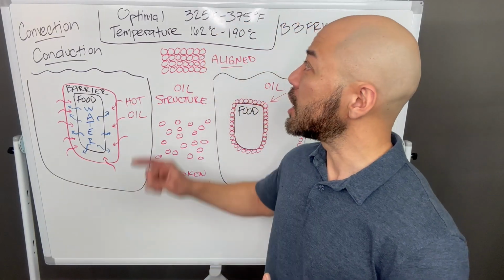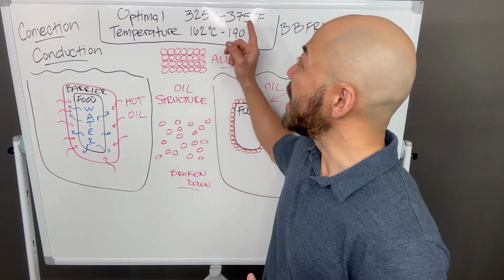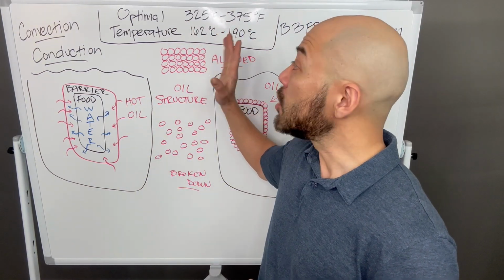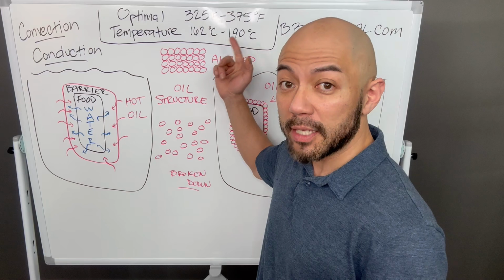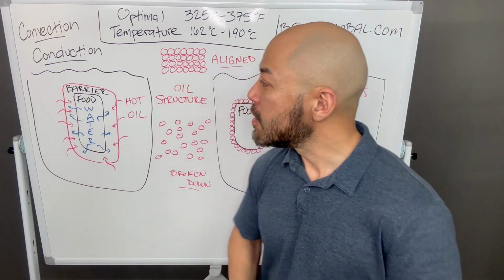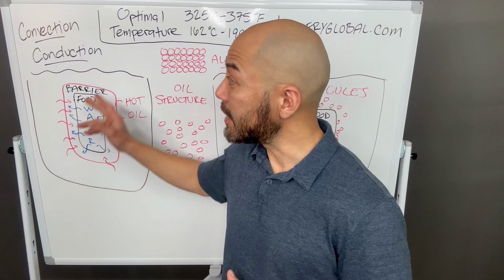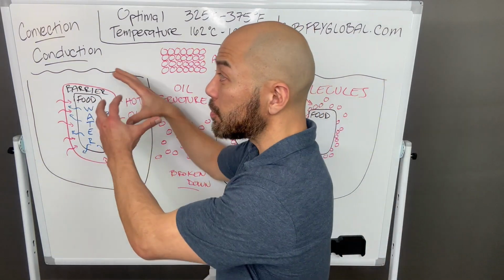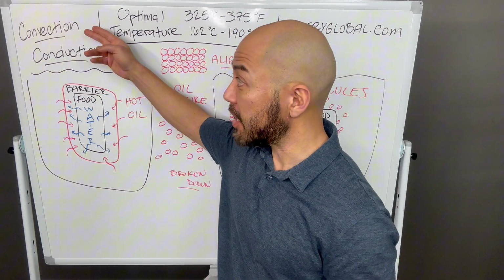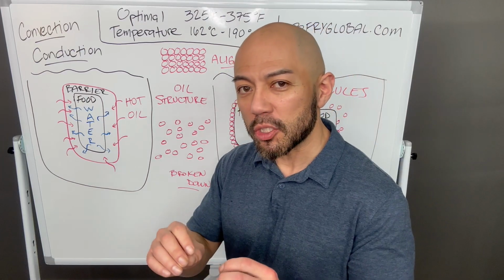So the optimal range is going to be between 325 degrees and 375 degrees Fahrenheit, or 162 to 190 degrees Celsius. Now why is that? Because when you drop food into the fryer, we're going to cook the inside of the food by what's known as conduction, and we're going to crisp the outside by what's known as convection. So let's talk about what actually happens when you drop the food in.